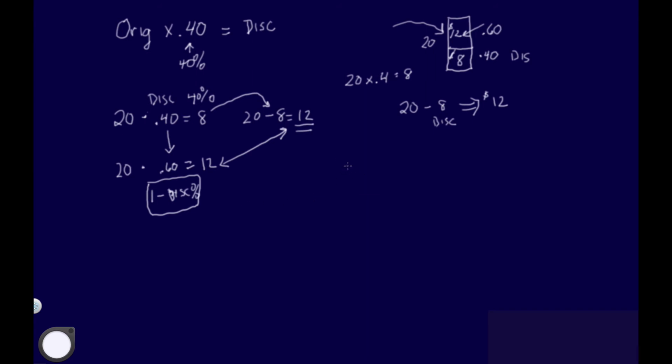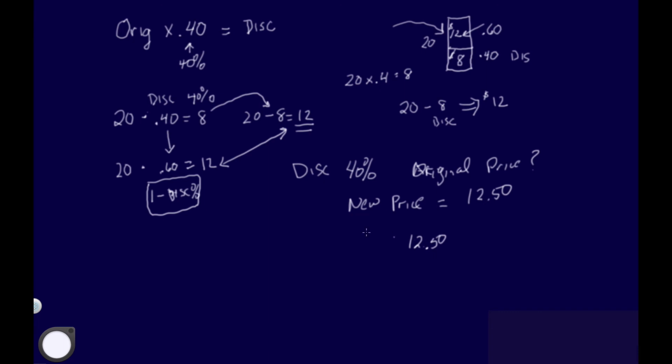So if I take the original problem that said that Vera gets a 40% discount, and we want to know the original price, we'll write original price. We don't know this, this is what we're looking for, but we do know the new price. We know the new price is equal to $12.50.